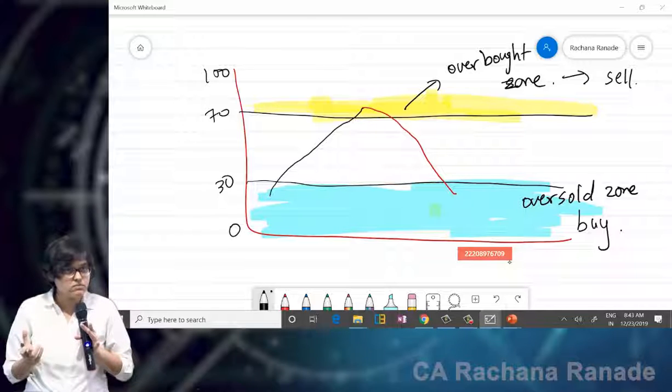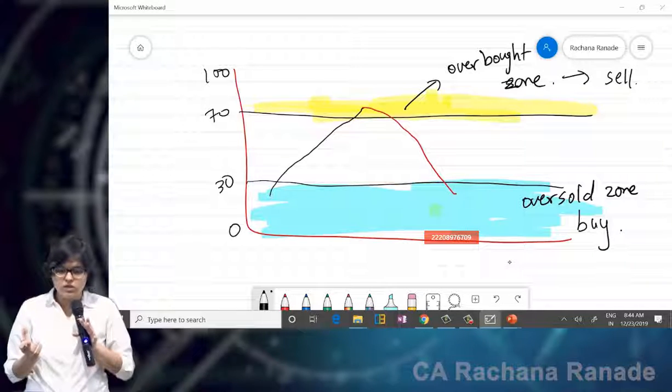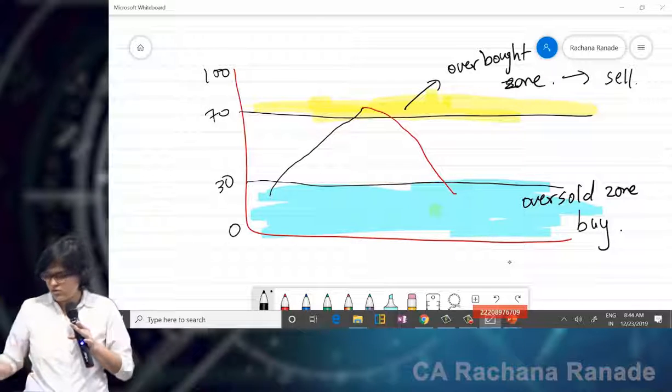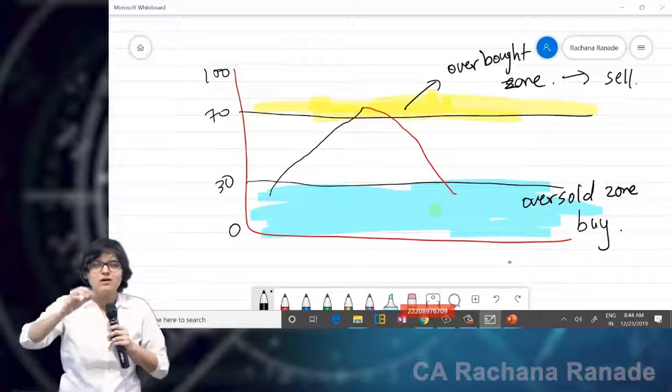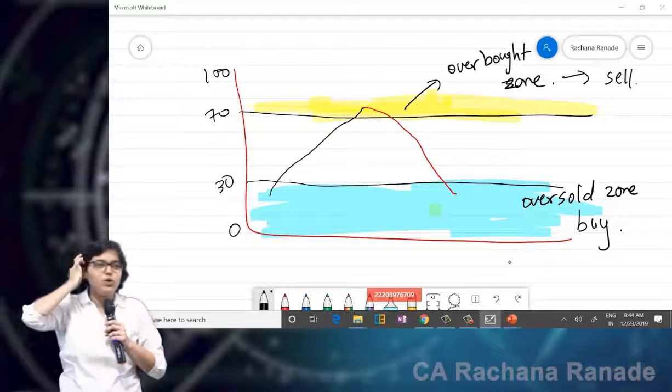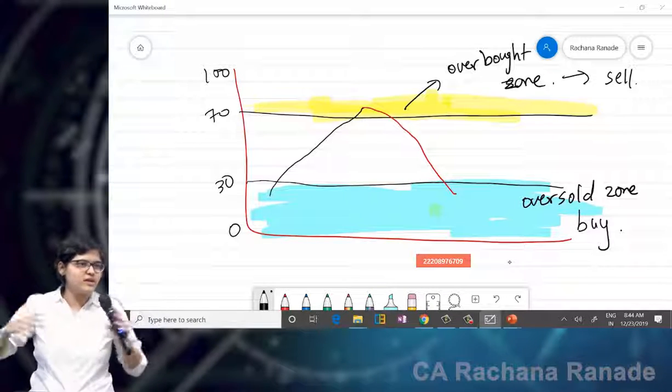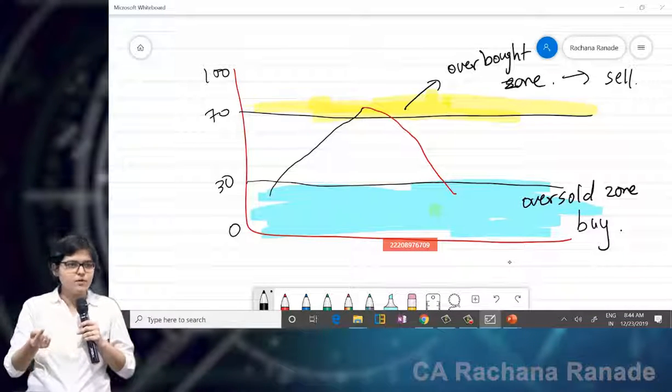Many times it does. So if you follow this, those who learn only one or two indicators and feel they have understood technical analysis, in Marathi we call it halat paun gori zali.